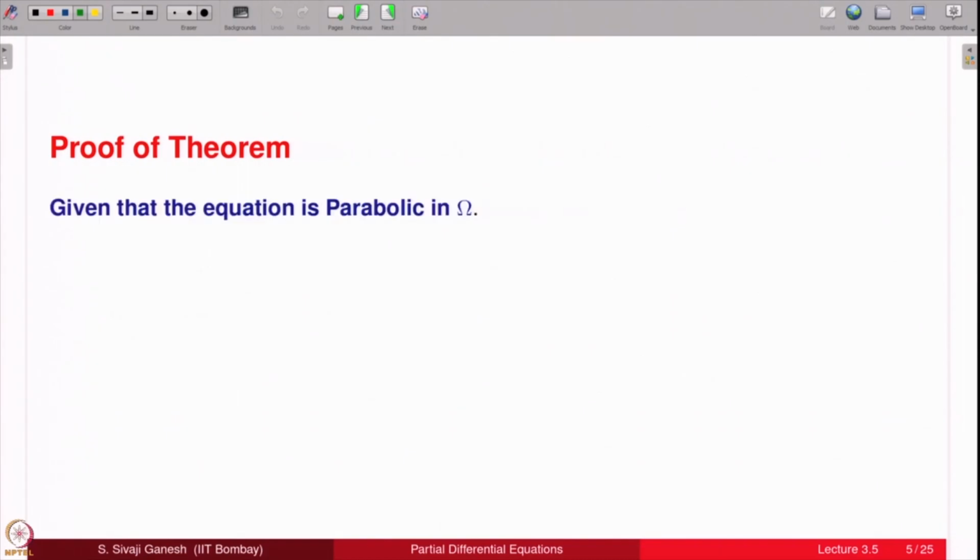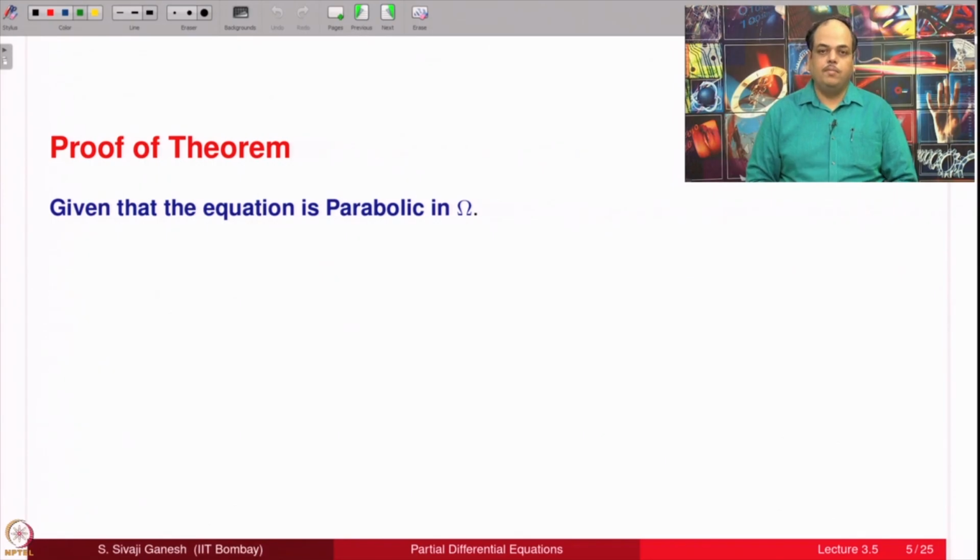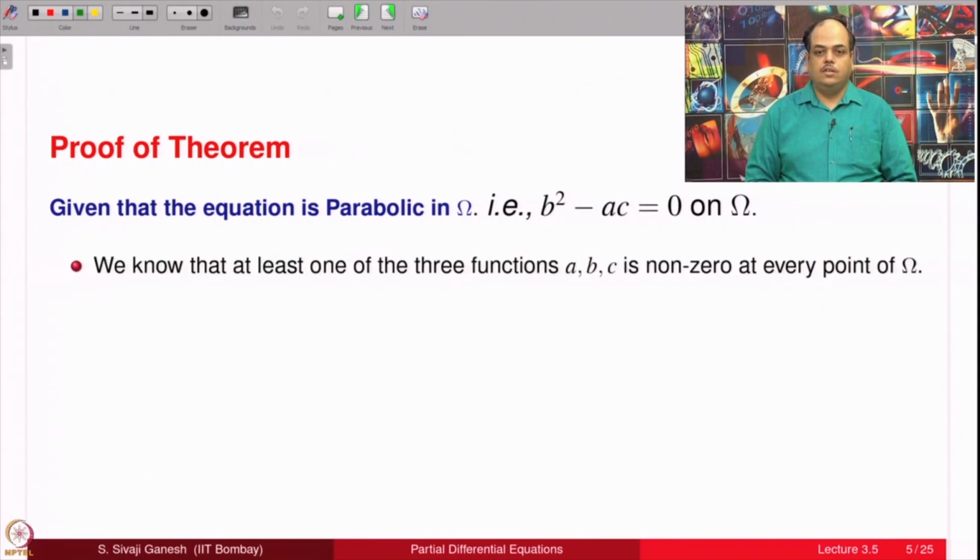So, given that the equation is parabolic in omega, what does that mean? B square minus AC is 0 in omega. To have a second order partial differential equation, we need that at least one of the functions a, b, c is not 0 at every point of omega. So, we know this, all of them cannot be simultaneously 0, we are not allowing such coefficients. Therefore, either a is not 0 or c is not 0.